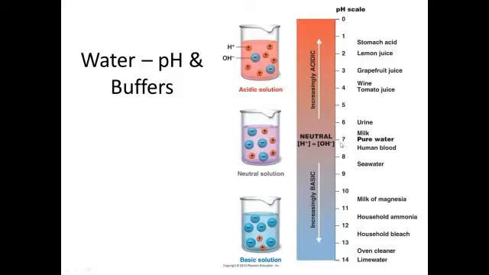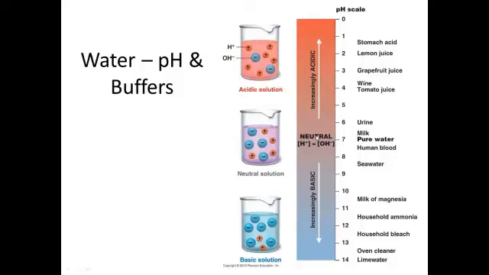So let's start at the middle, or the starting point. This is where we're considered to be neutral, where you have equal numbers of hydrogen ions and, in this case, hydroxide ions, or ions that are taking hydrogen ions out of solution. This is a pH of 7. Pure water is considered to be a pH of 7.